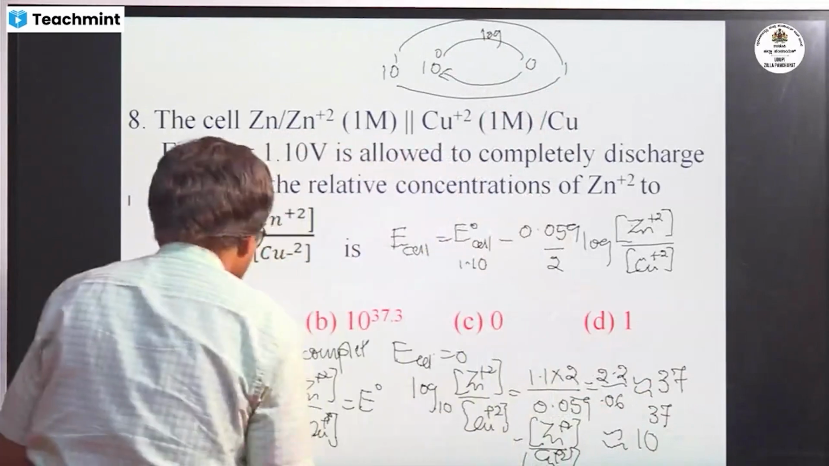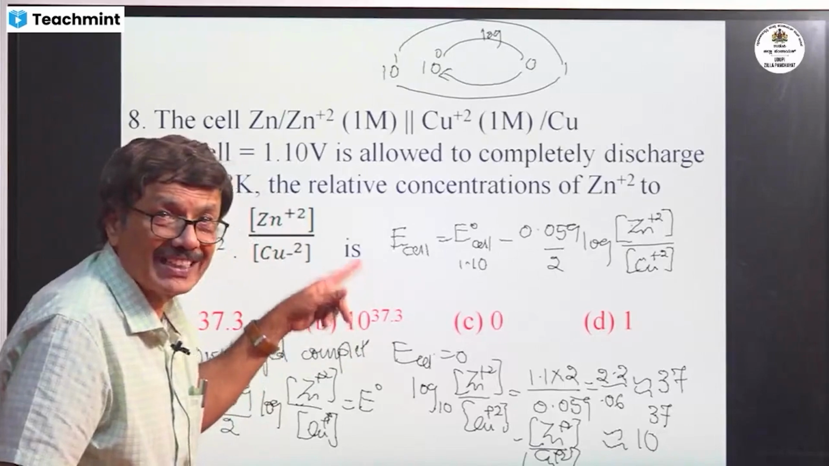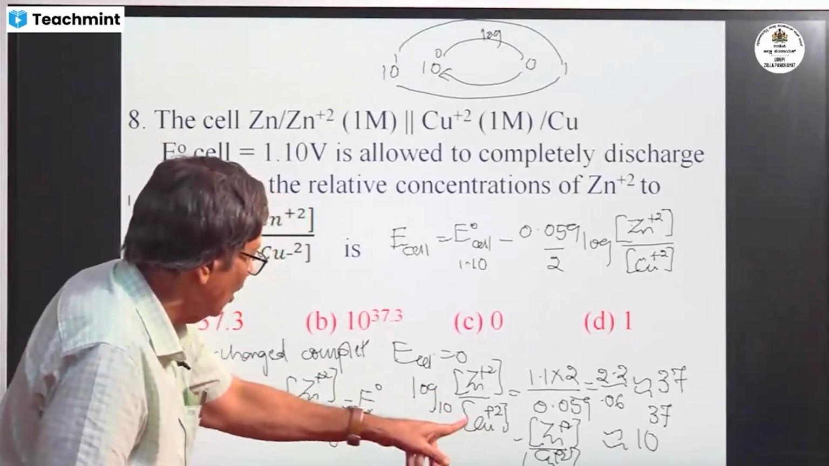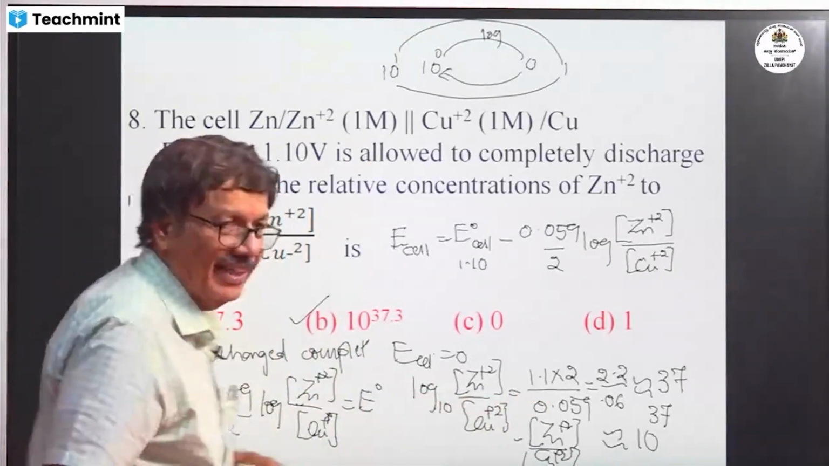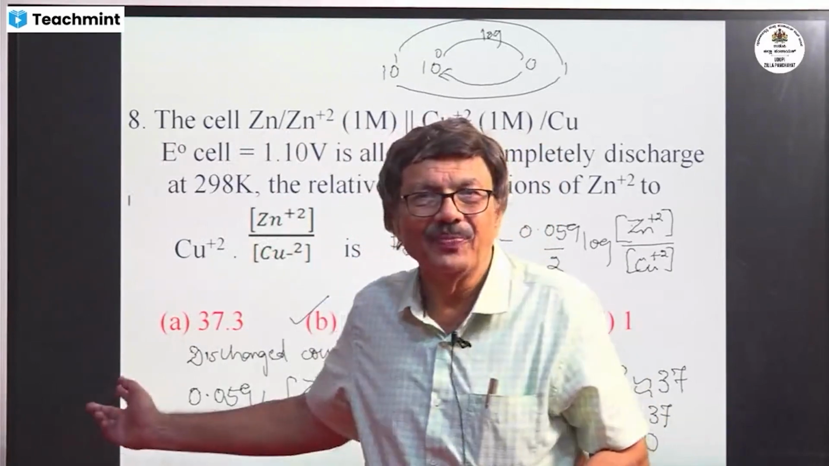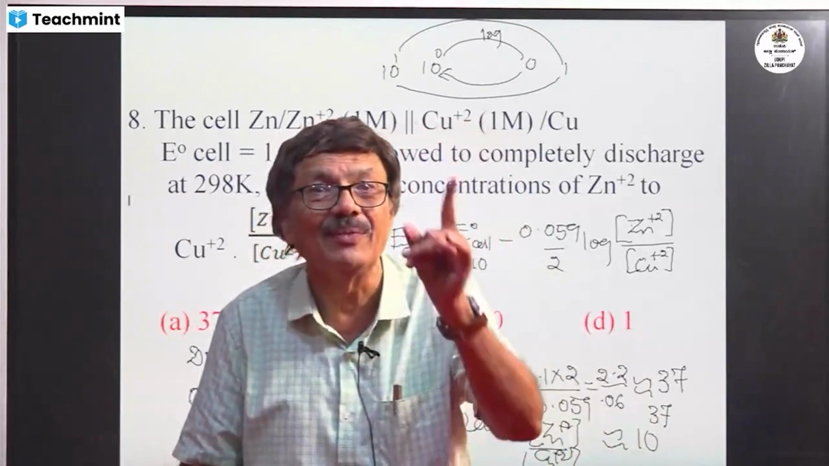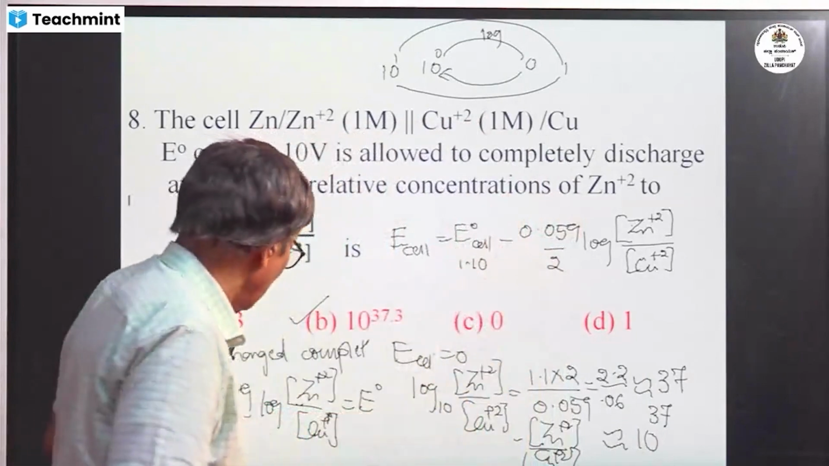Now compare. 37.3 is not the answer, it is 10 to the power 37.3. You have to take the antilog because we don't want the log here. So if you take the antilog, it will be 10 to the power 37.3. Option B is the right one. Hope that it is clear. When the cell is discharged completely, E cell becomes 0. Then you have to do like that. We will move on to the next question.